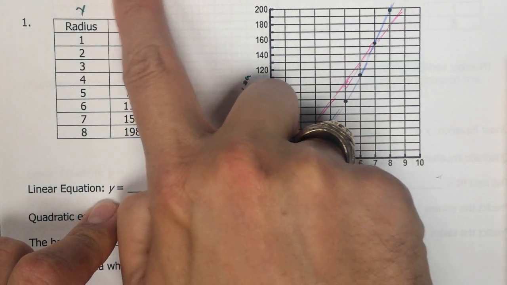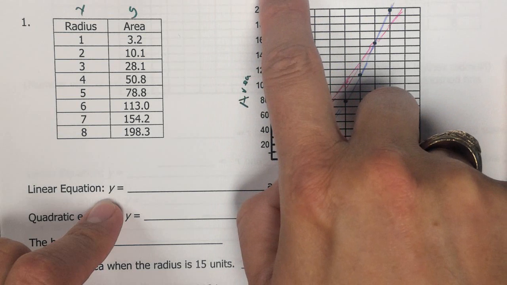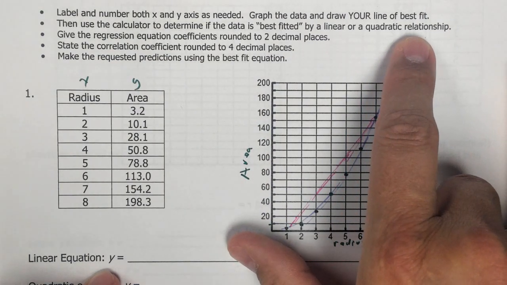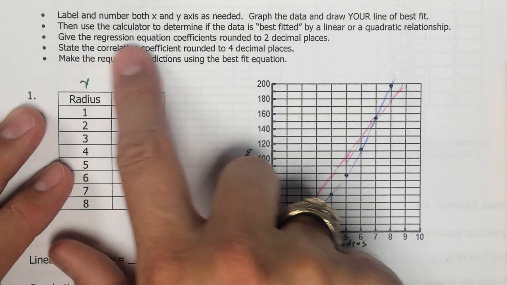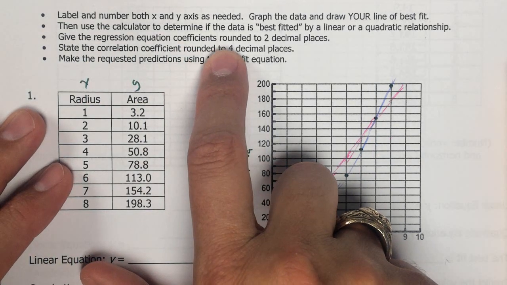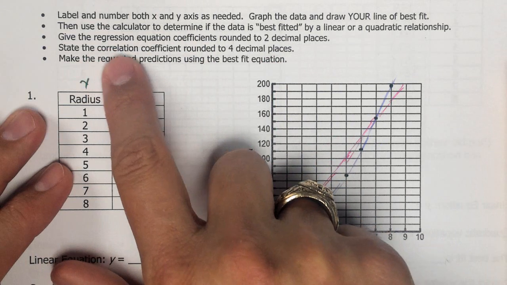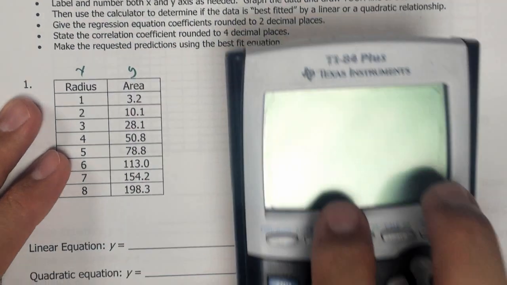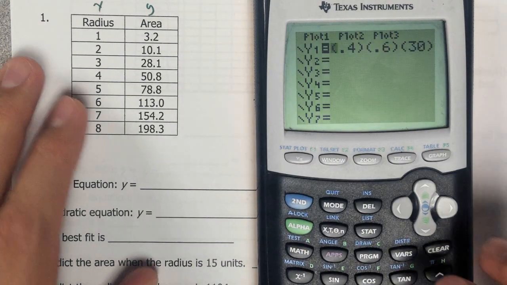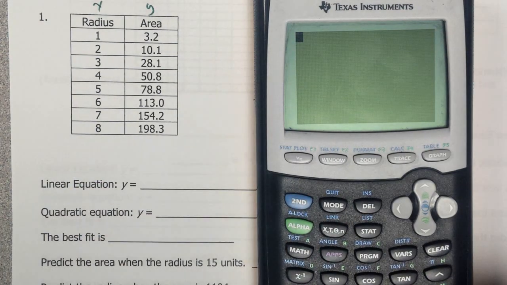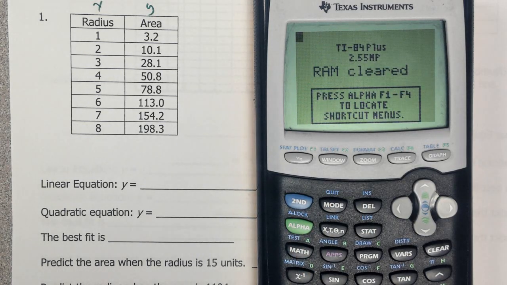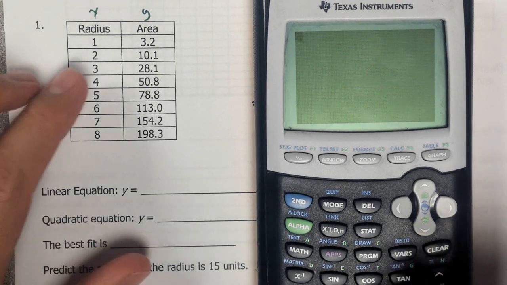Okay, linear equation. What does it say? Then use your calculator to determine if the data is best fit to be a linear or a quadratic relationship. It says give the regression equation coefficients in 2 decimal places, state the correlation coefficient in 4, and make the requested predictions on the bottom. Alright, from here on out we can use a calculator. We had a problem yesterday. Someone couldn't get something to work on the calculator. Real simple, when you start off, second plus 7 12, clear your calculator. Makes life a lot easier for us all.